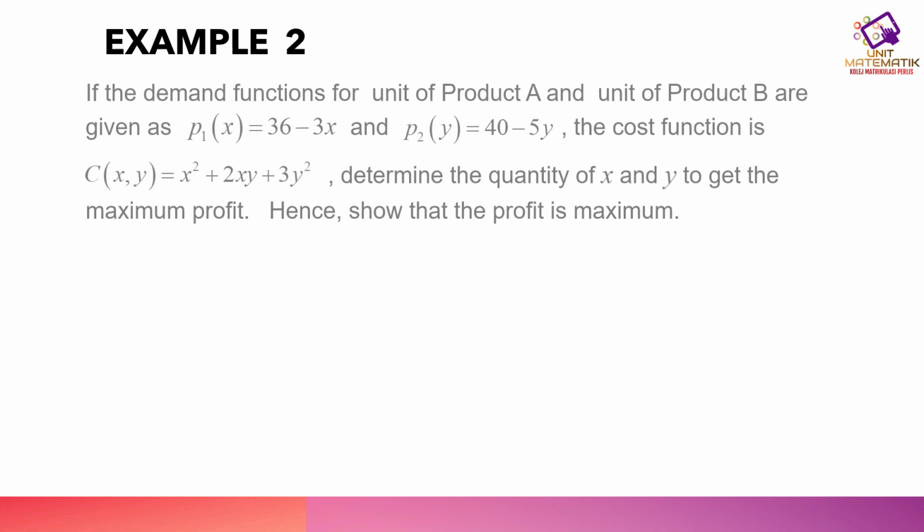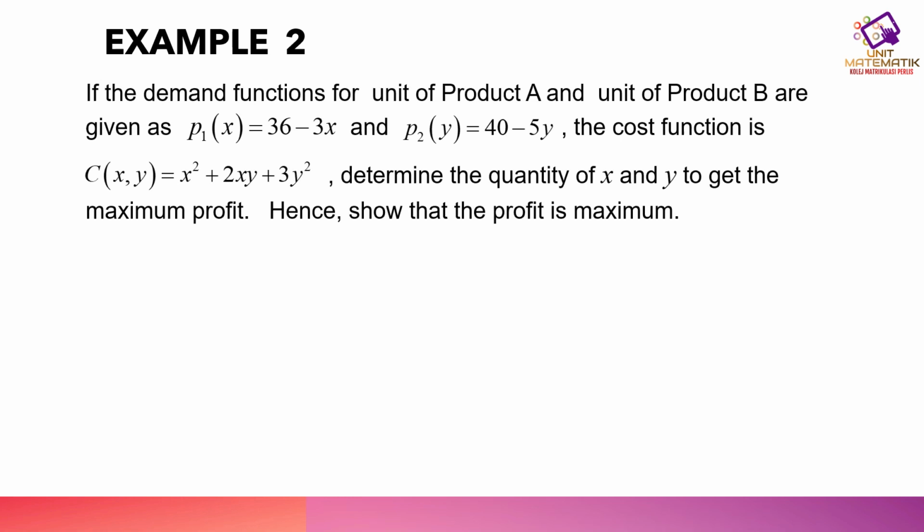For example 2, if the demand functions for a unit of product A and product B are given as P1x equals 36 minus 3x and P2y equals 40 minus 5y, the cost function is equal to x squared plus 2xy plus 3y squared. Determine the quantity of x and y to get the maximum profit. Hence, show that the profit is maximum.